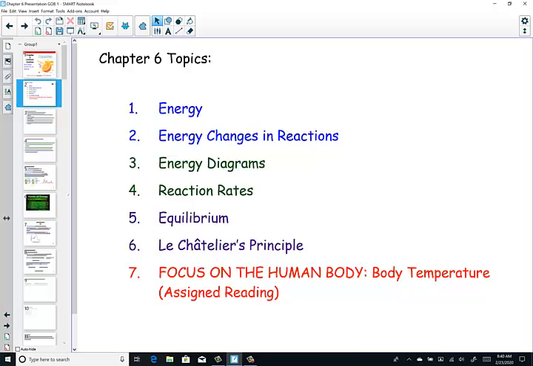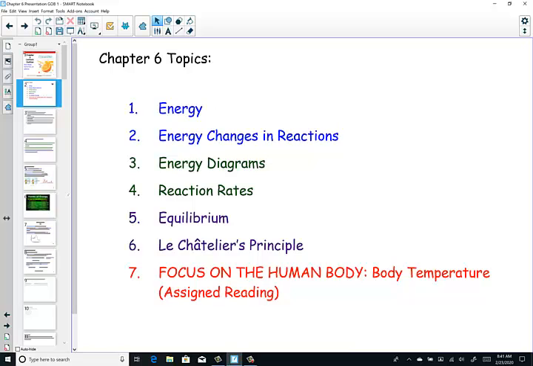And then, to wrap up our last topics in our chapter, equilibrium and Le Chatelier's principle, which means to upset the equilibrium and watch it reestablish. Keep in mind there are some assigned readings in this chapter as well. You'll look at the focus on the human body in the last section, body temperature, and then you'll also have some assigned reading back in reaction rates, and those are in your notepad clearly labeled for you as well. So be sure to spend some time with your book pulling out information to fill out that part of your notepad.